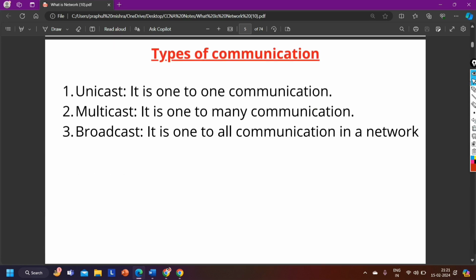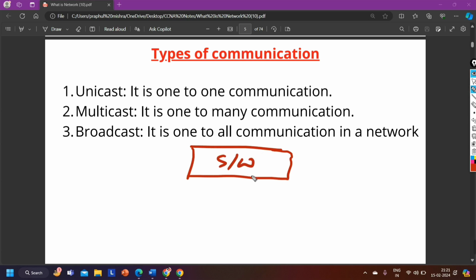Types of communication. Guys, before discussing types of communication, let me give you one example. Let's say this is a device called a switch. You know what a switch is? Don't worry if you don't know. I am going to teach you the switch from zero. But for now, a switch is a networking device which is used to connect multiple networking devices together. That's it.